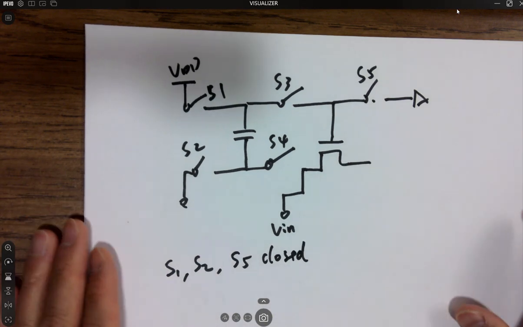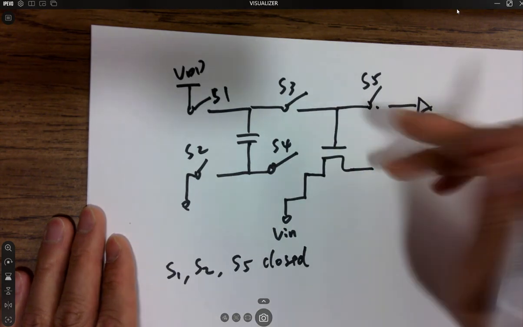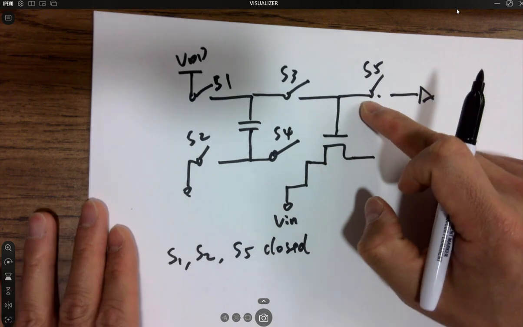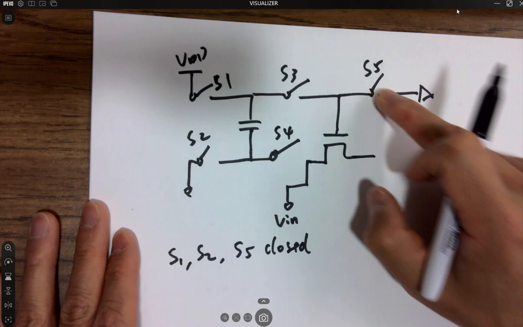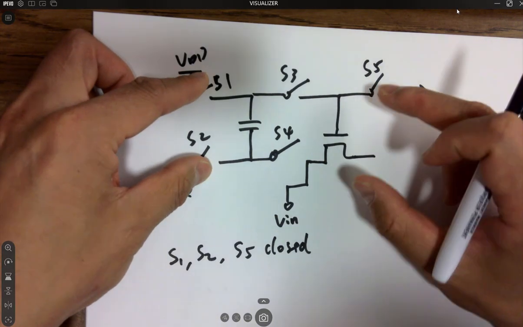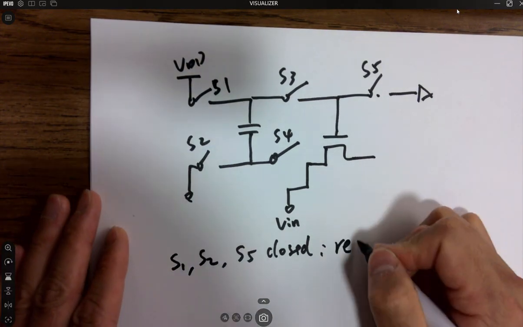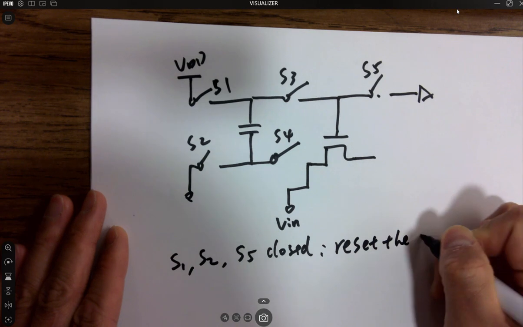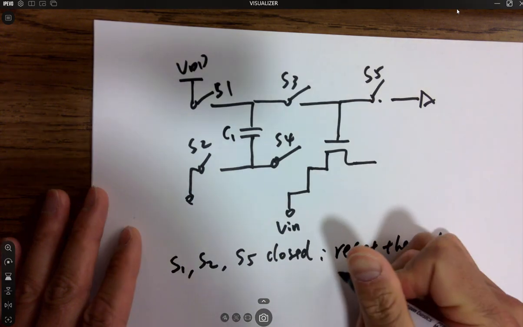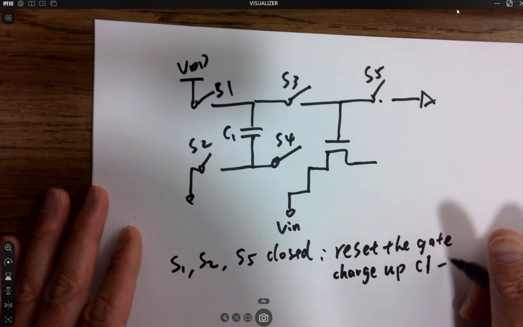What is this doing? If S5 is closed, it's actually resetting this point. Whatever residue of the charge is stored over here at the gate because of the little capacitor will be discharged to ground. So first I close these two and this one, to reset the gate. And also doing what? Charge up C1, C1 to VDD.